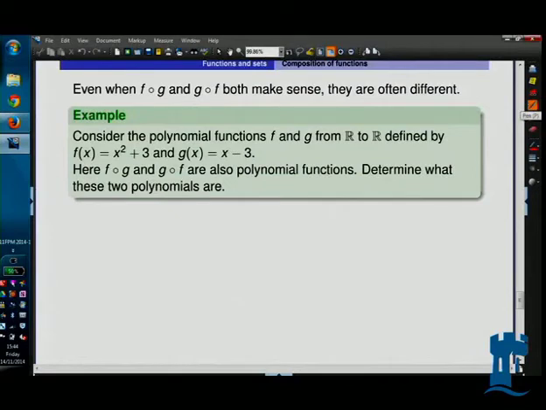If I want to work out what f composed with g is, f composed with g of x is a function, so I have to know what it does to x. Okay? I'm putting the brackets round because it starts to get messy otherwise. So there's a function here called f composed with g, and I want to know what it does to x. Well, that just means f of g of x.